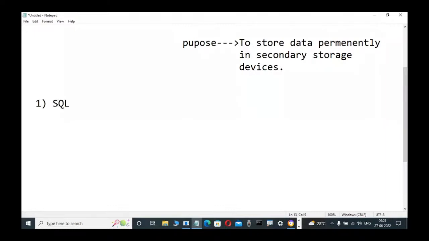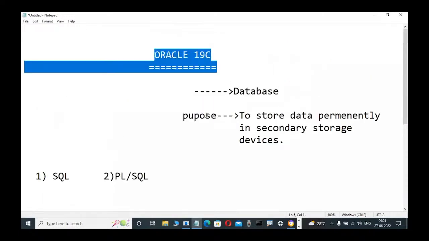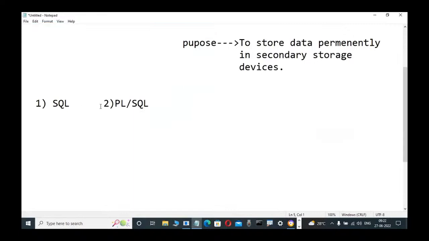SQL is a language. Not only SQL, you compulsorily learn another language too. What is that one? In our course, I will tell you. PLSQL is a language, procedural language extension for SQL. In our course, we learn the SQL language first. Through that, we operate on data in these databases. After that, with some knowledge, we learn the extension of SQL, PLSQL.